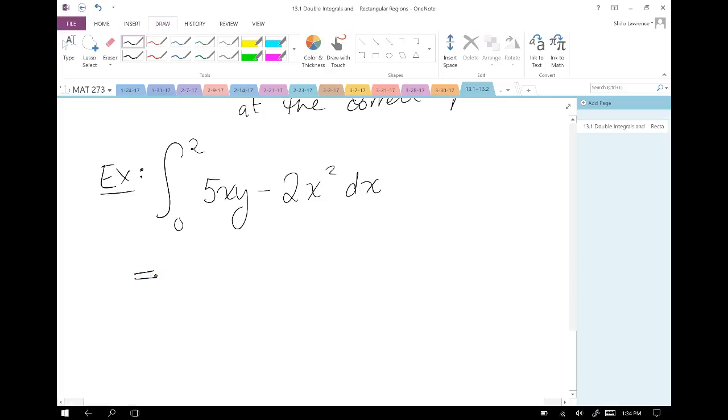So let's start with our antiderivative. Antiderivative with respect to x. 5 halves x squared y minus 2/3 x cubed. And we don't need a plus c here, because it would just end up subtracting to be 0 in the long run when we did our evaluating.